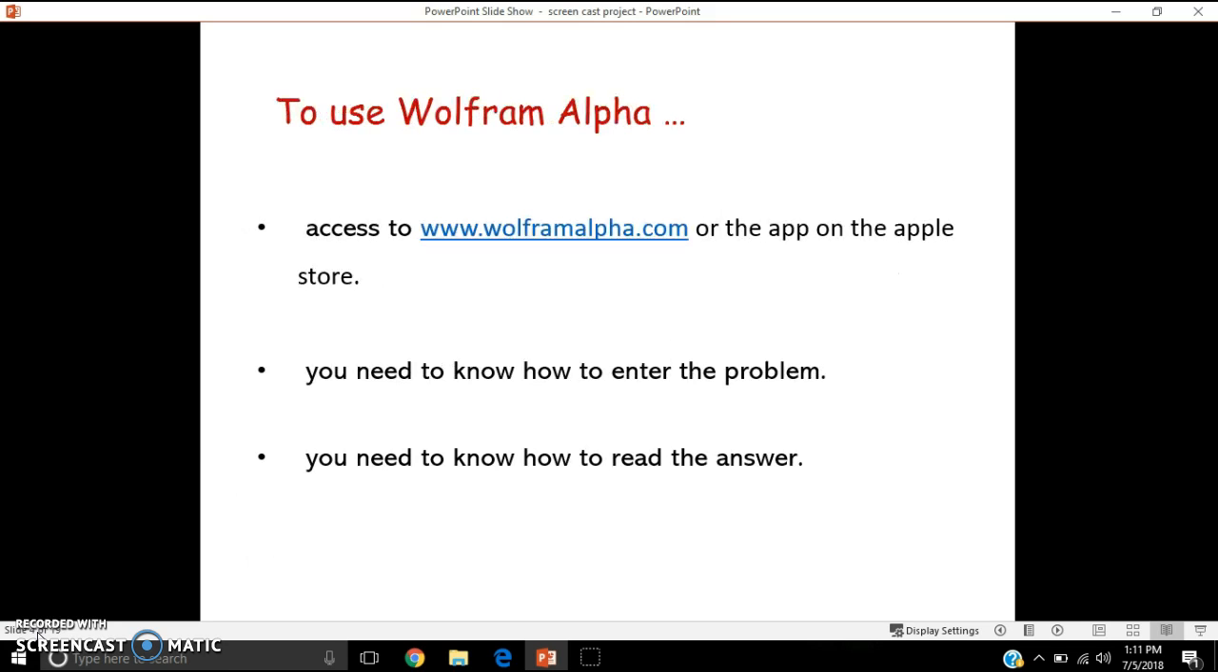First, to use Wolfram Alpha, we need to go to wolframalpha.com, or we can download the application on our phone or tablet, which can cost about $3, but it's a one-time subscription and it's very convenient. The second thing is that we need to know how to enter the problem in the input bar and how to read the answer, and I'll discuss these with you in the following slides.